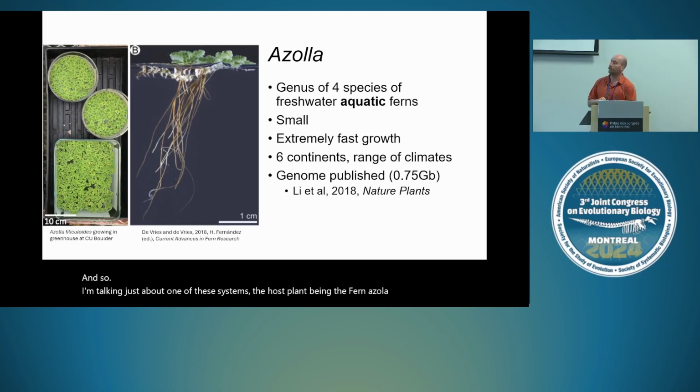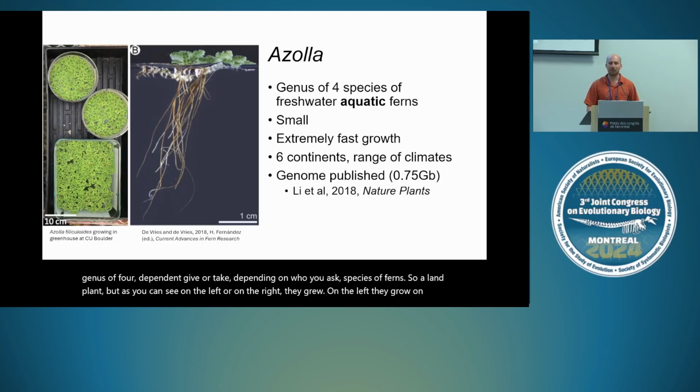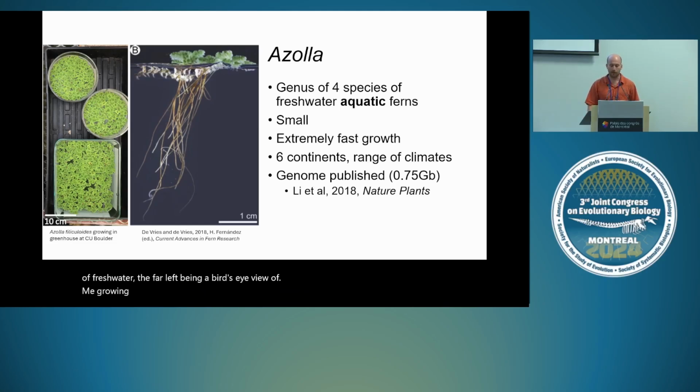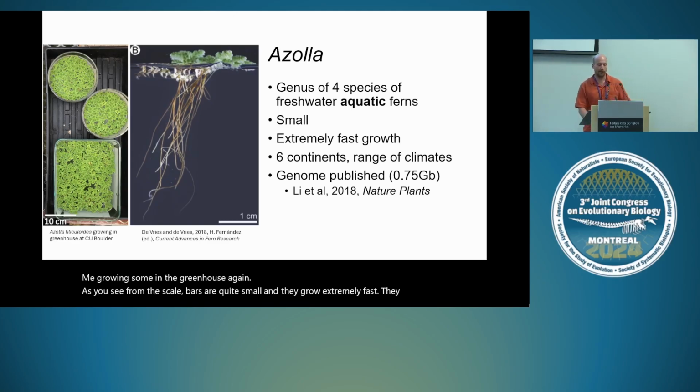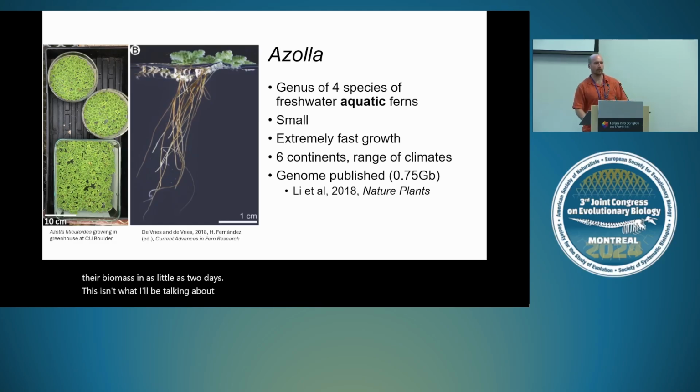So azola is a genus of 4, give or take, depending on who you ask, species of ferns, so a land plant. But as you can see on the right, they grow on the surfaces of fresh water, the far left being a bird's eye view of me growing some in a greenhouse again. As you can see from the scale bars, they're quite small and they grow extremely fast. They can double their biomass in as little as 2 days. This isn't what I'll be talking about, but is a really interesting thing about them.